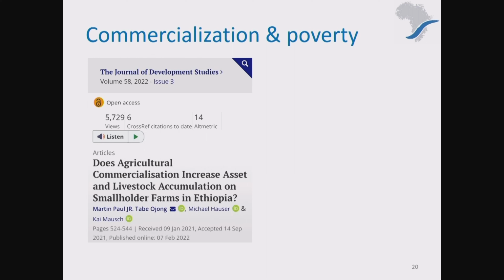And in terms of commercialization and poverty, in Ethiopia, we see that agricultural commercialization, that is households who commercialize their products, see increases in livestock accumulation and assets. And in many of these smallholder communities, livestock assets represent considerable rural wealth. So we find that commercialization really reduces poverty and increases the amassment of assets, which households can use to smoothen consumption in times of different crises, including just the recent COVID-19 crisis.